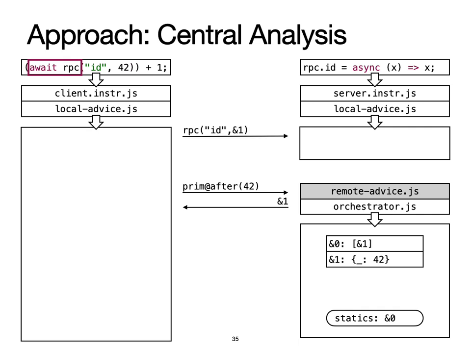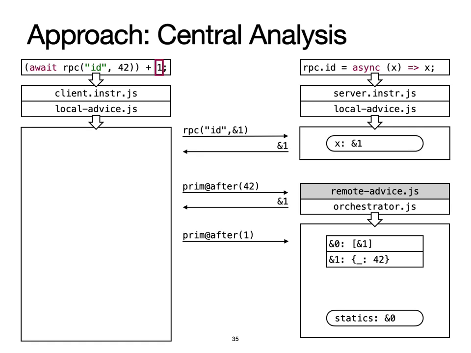Then the client calls the identity function, which is located on the server. Note that it sends a handle address rather than the number 42. And the server responds with the same address. After evaluating 1, the client requests the analysis to advise a second primitive at after join point. Again, the analysis allocates a handle, registers it as static, and returns its address.